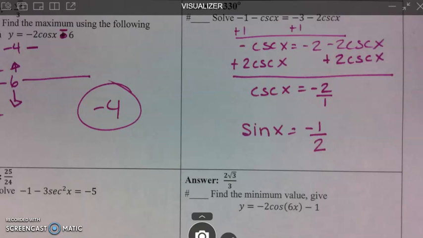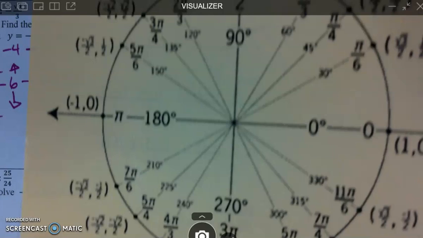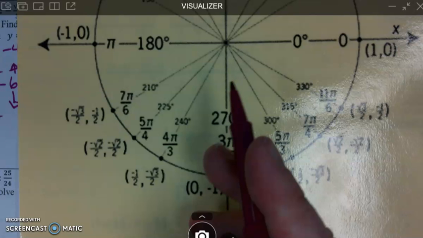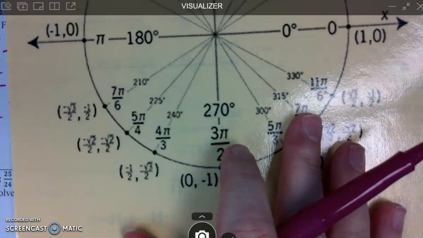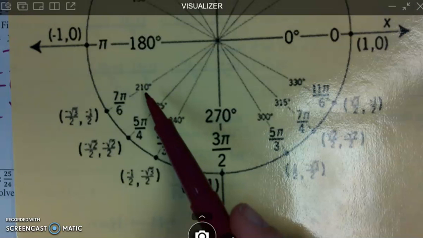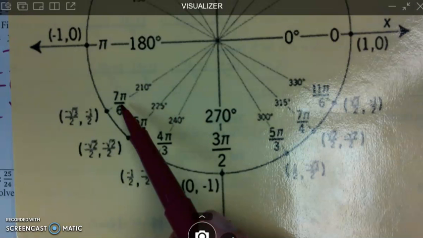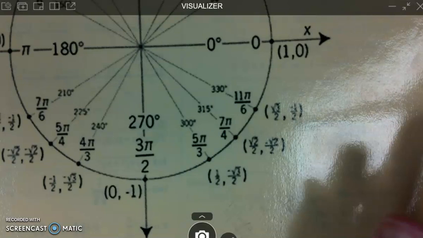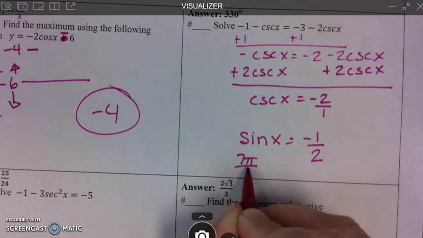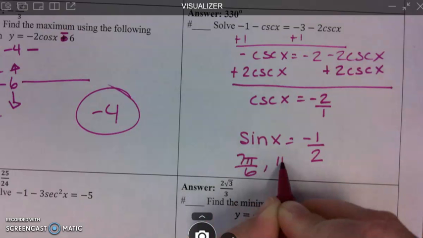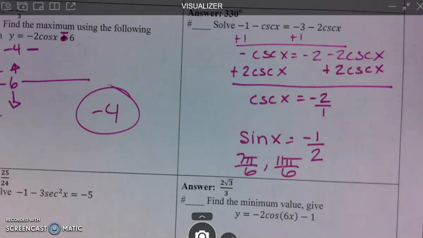So now we just get our unit circle. Because we didn't take any square roots, we only need 2 answers. Okay, so sine is negative at 7 pi over 6. I know there's a little bit of glare. And then over here at 11 pi over 6. And that is it. So 7 pi over 6 and 11 pi over 6. Okay, don't you love it when it's that easy?